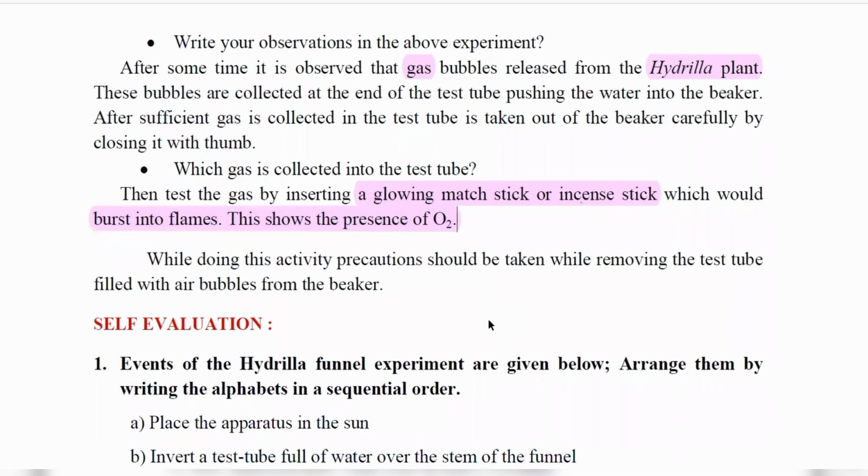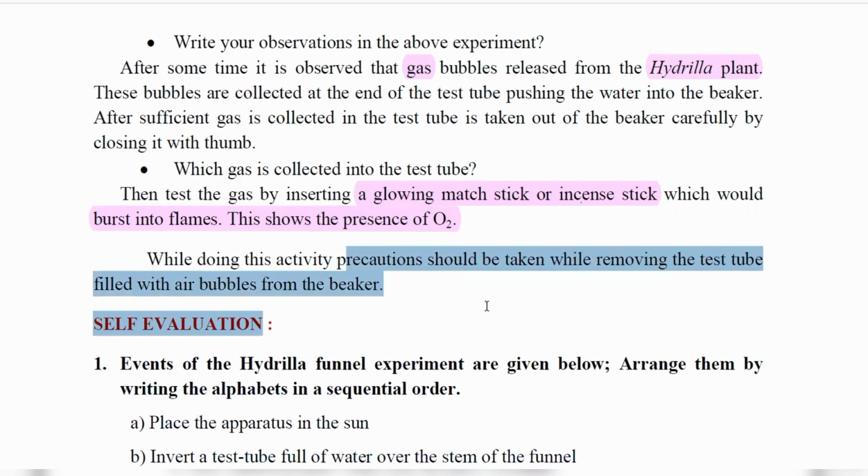While doing this activity, precautions should be taken while removing the test tube filled with gas bubbles from the beaker. The main precaution is to carefully lift up the test tube from the beaker by closing its mouth with our thumb. Why? Because if you do not close the mouth of the test tube, all the gas bubbles collected in the test tube will escape. Then when we test for oxygen, we cannot prove it.